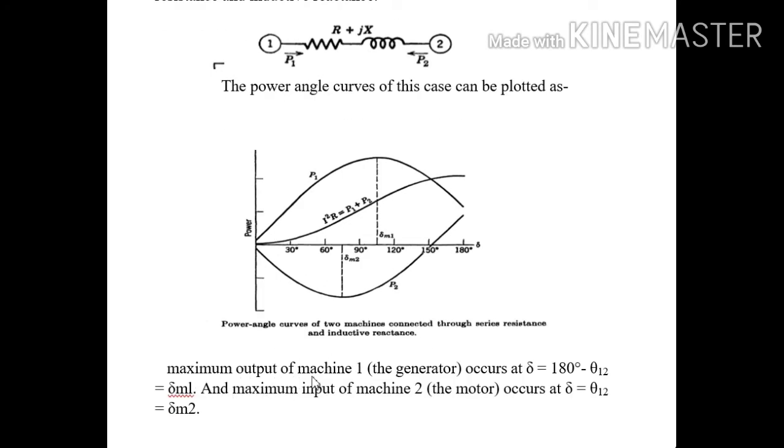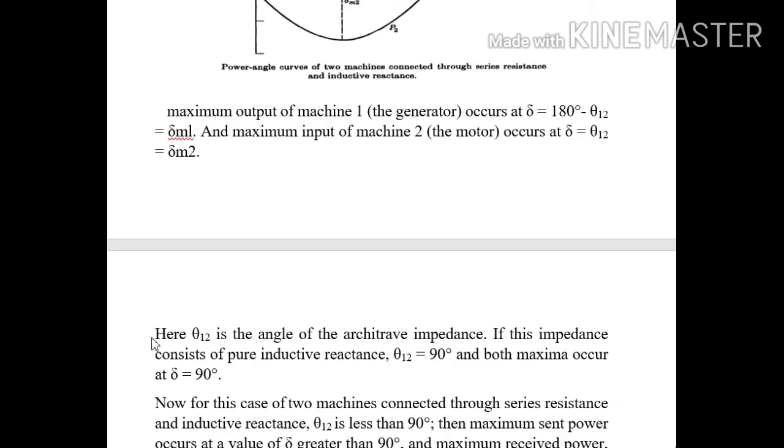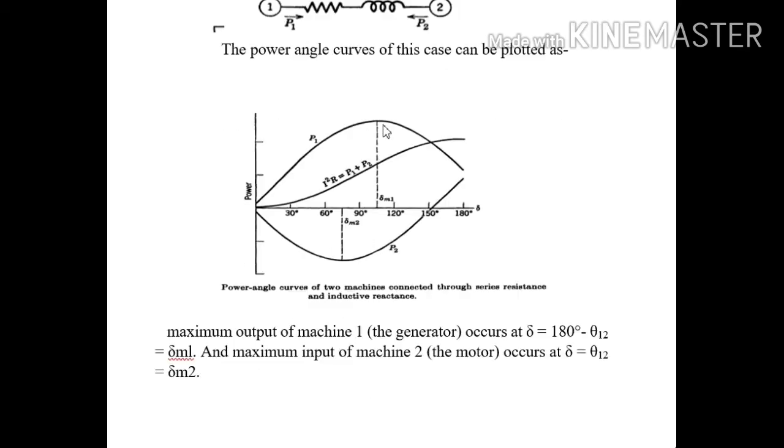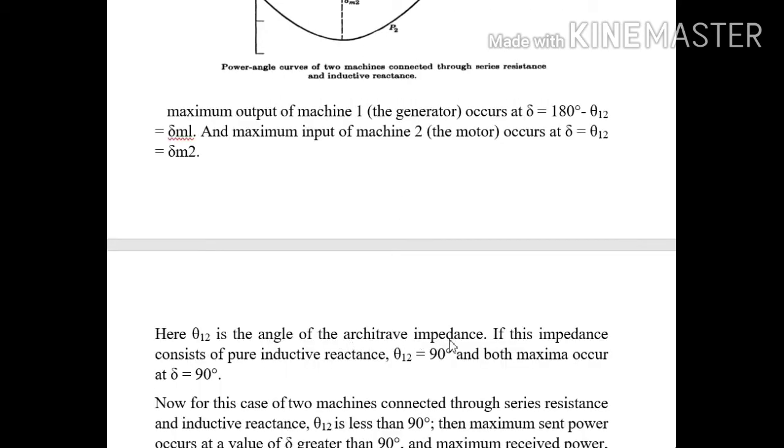Okay, the maximum output of machine 1, that is the generator, occurs at delta equal to 180 degrees minus theta 12, which I call delta M1. And the maximum input of machine 2, that is the motor, occurs at delta equal to theta 12, that is delta M2. What is this theta 12? Theta 12, as mentioned here, is the angle of the arbitrary impedance. Arbitrary impedance means this branch impedance. I call this the arbitrary impedance. So it is the angle of the arbitrary impedance.